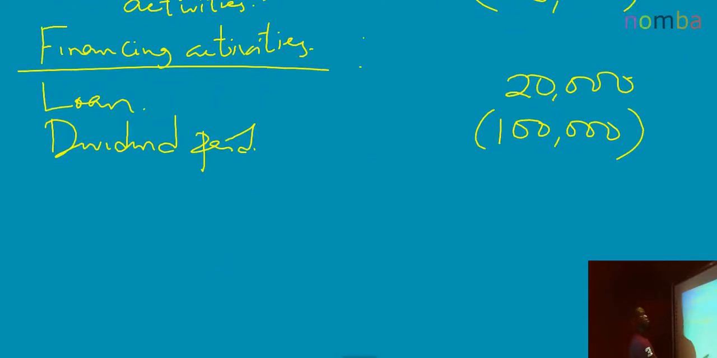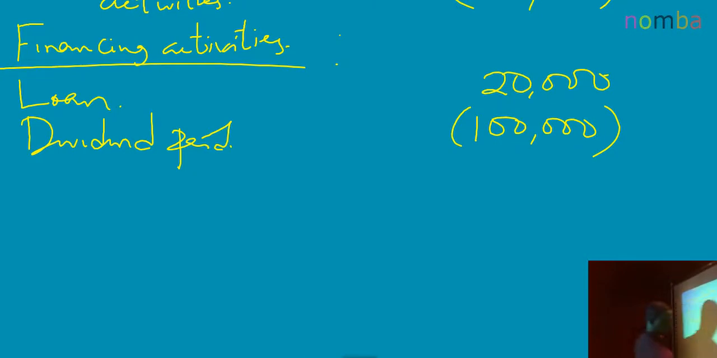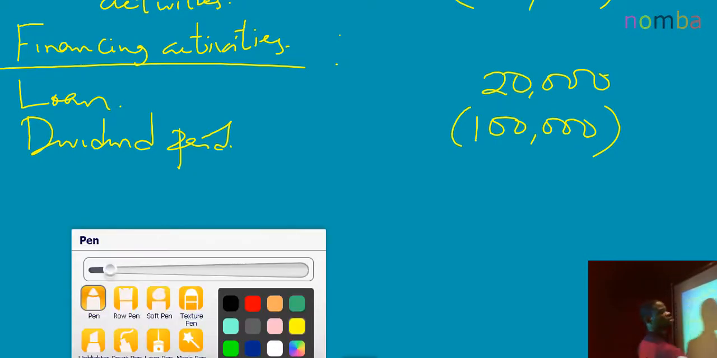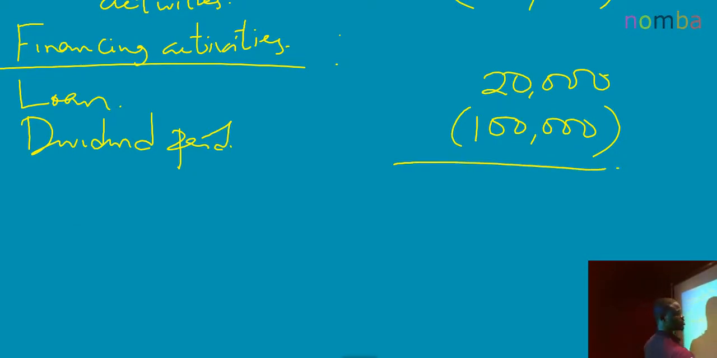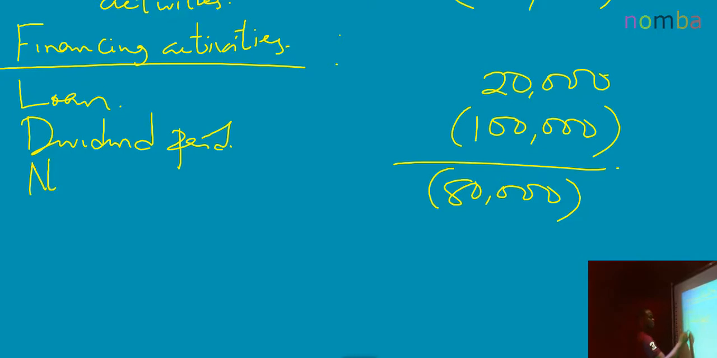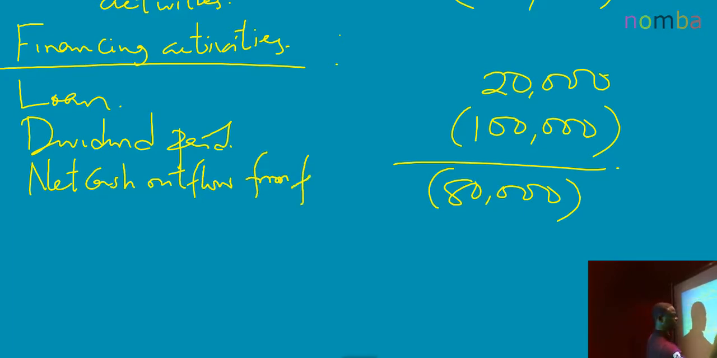Let me go and check it. Let me cumulate these. 20,000 and 100,000 will give me 80,000 outflow, which I will name net cash outflows from financing activities.